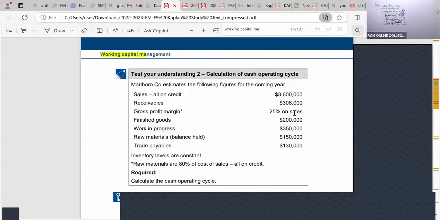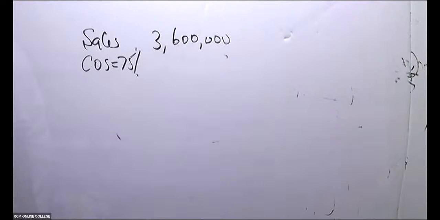So I'll do a small trading account to understand my operations. I will do a small trading account where I have my sales. The sales figure is 3.6 million. And then I have cost of sales. So cost of sales will be 75% because you see gross profit is 25%. Ladies and gentlemen, please give me 75% of 3.6 million.